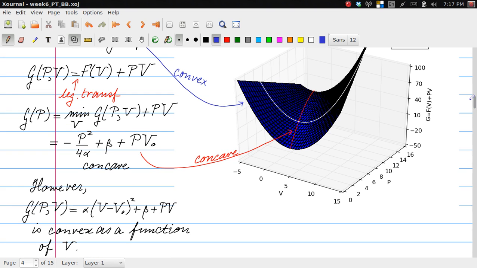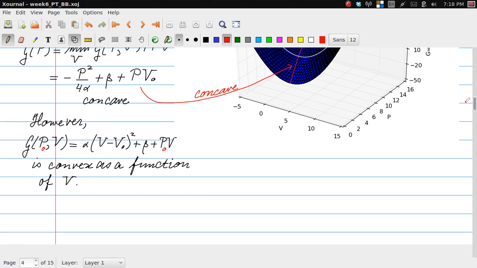Then finally we look at G as a function of P and V, but now we fix P. So I will indicate that by, for example, a subscript 0. We take P equal to P0, and in this case it's taken to be 5. And then we can consider it as a function of V, and you see that this function again has a minimum. So G is a convex function as a function of V.